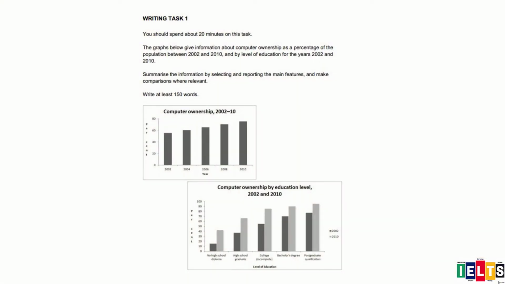Okay, let's get started. For task 1, it says you should spend about 20 minutes on this task, which you already know from the previous video. Then it says the graphs below give information about computer ownership as a percentage of the population between 2002 and 2010 and by level of education for the years 2002 and 2010. Summarize the information by selecting and reporting the main features and make comparisons where relevant. Write at least 150 words, which again is something you already know from my previous video.